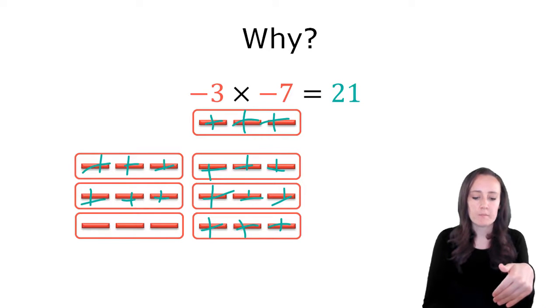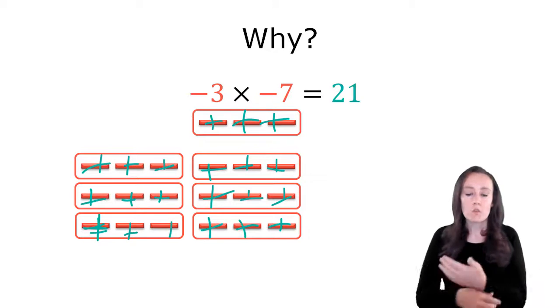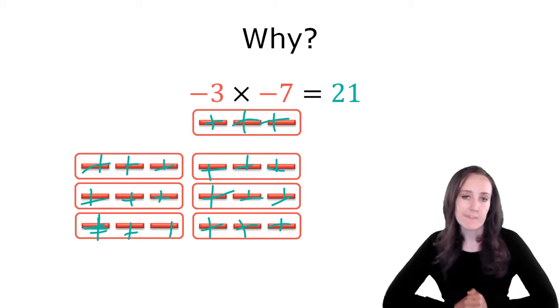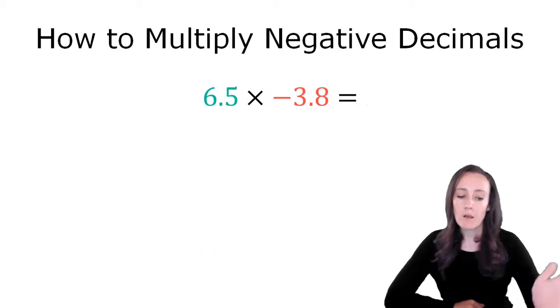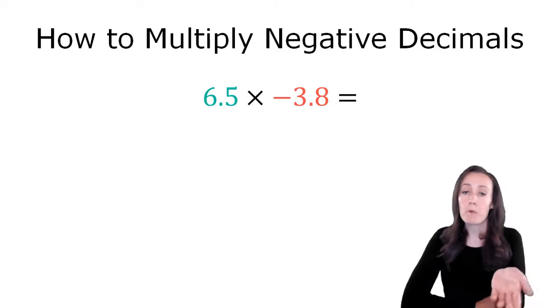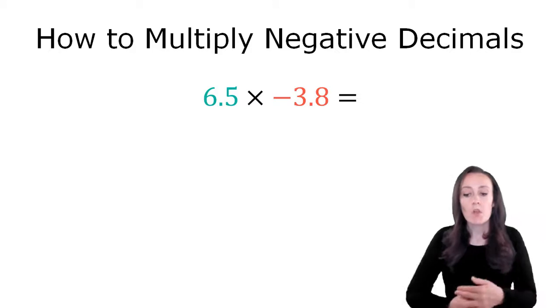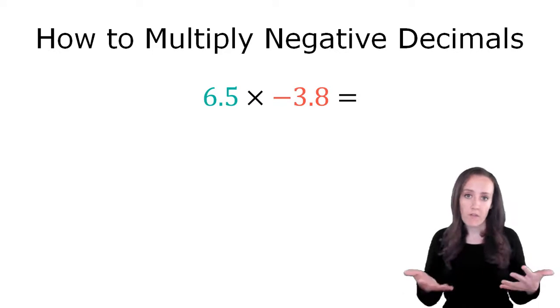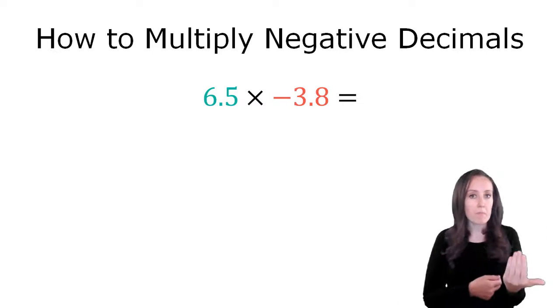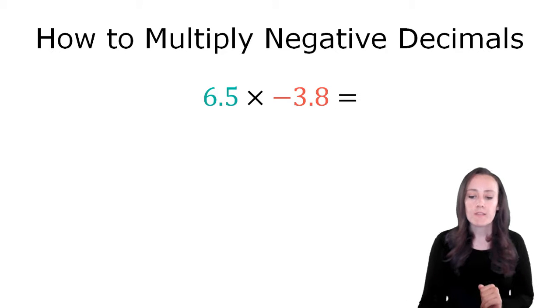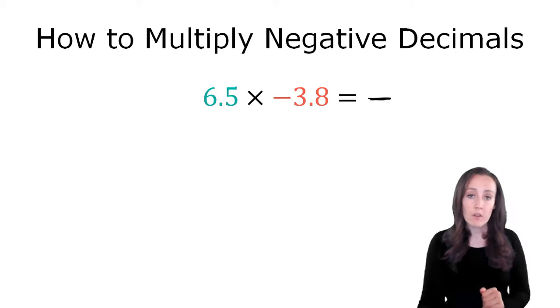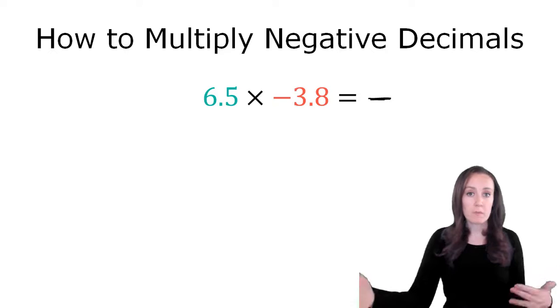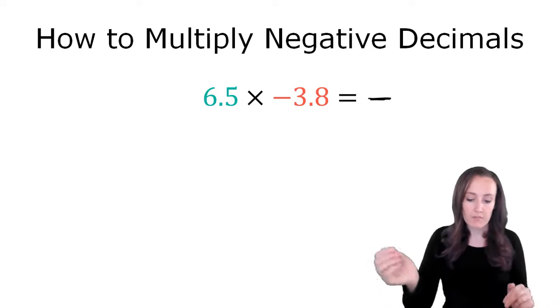These positives take a minute to write, so give me just a minute. There we go. So you end up having 21 positives. And so when you have more complicated problems, like for example, multiplying negative decimals, you still follow the same pattern. So you'd say, okay, if I have a positive times a negative, that's going to give me a negative answer. And then you just multiply the two numbers to find out what that negative number will be.